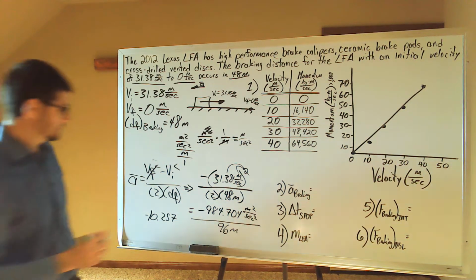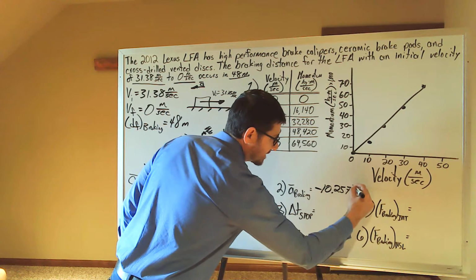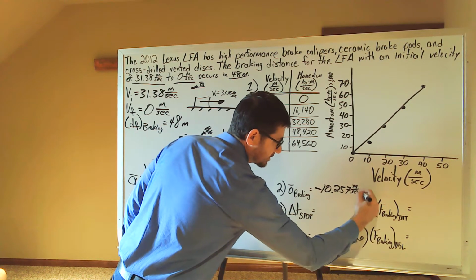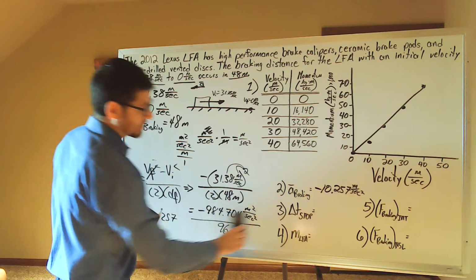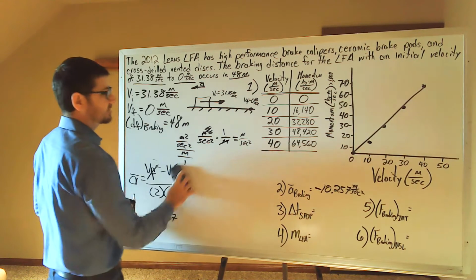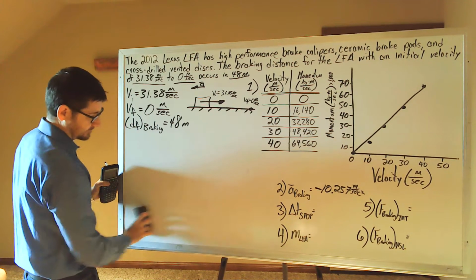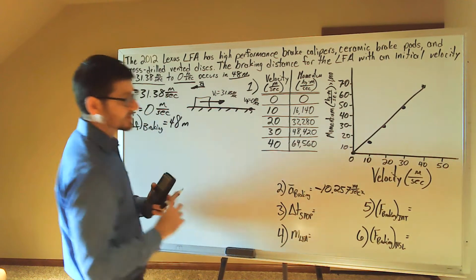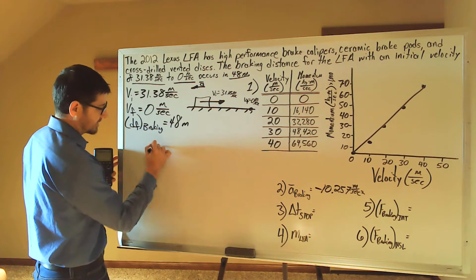So for number 2, negative 10.257 meters per second squared, okay? So we are slowing down. We have a negative acceleration. Okay, number 3, the time to stop. So what we can do is use the equation.